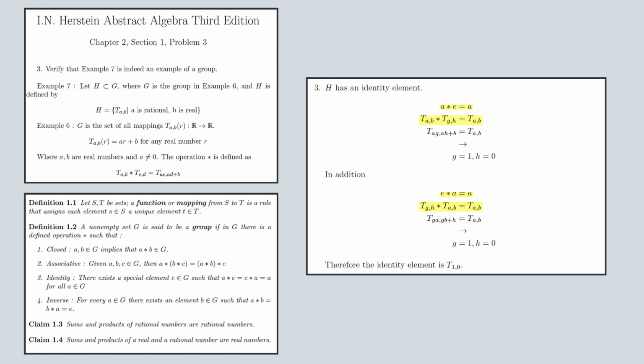We do that, and we find that in order for the left-hand side to equal the right-hand side, component by component, ag has to equal a, which means g is going to have to equal 1. And for ah plus b to equal b, h has to equal 0. Now we need to confirm that when we multiply in the other direction, we get the same identity element. We do that, and again, we find that g equals 1 and h equals 0 is the unique solution. Therefore, T sub 1 comma 0 is the identity element of H.